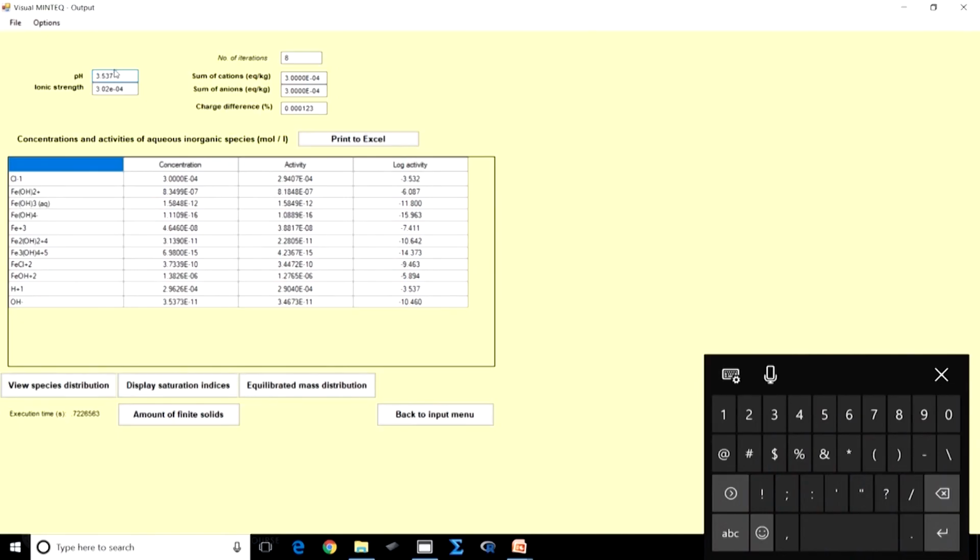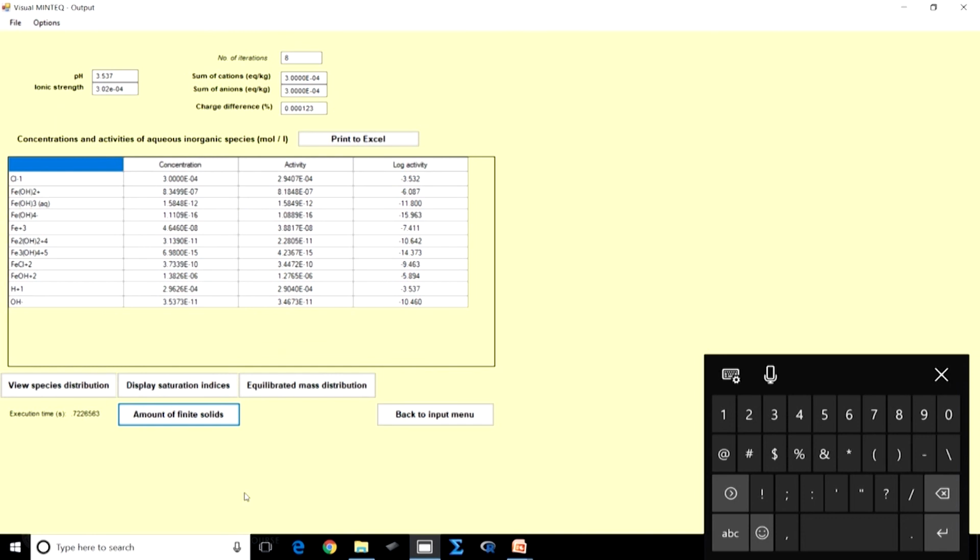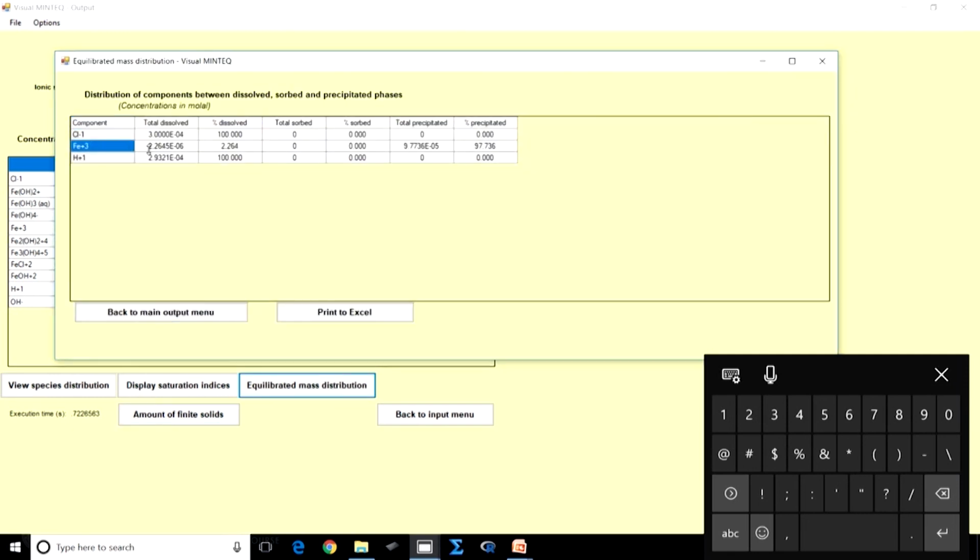The pH is now 3.537. Then also look at the amount of finite solids: ferrihydrite is formed at almost 10 power minus 4, 9.7 into 10 power minus 5, meaning almost all the ferric iron that you added has precipitated out. Let's look at the equilibrated mass distribution. For Fe3+, the percentage dissolved is only 2.2% of the total that you plugged in initially, but the percentage that has precipitated out is 97.7 or 97.8%. So almost 98% of the Fe3+ precipitated out, and only 2% is present in the dissolved phase in the various complexes.